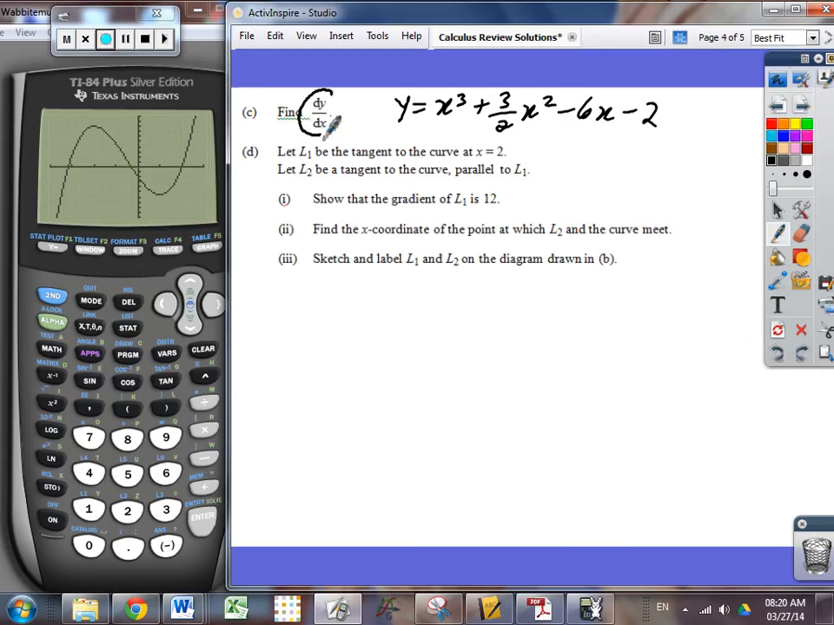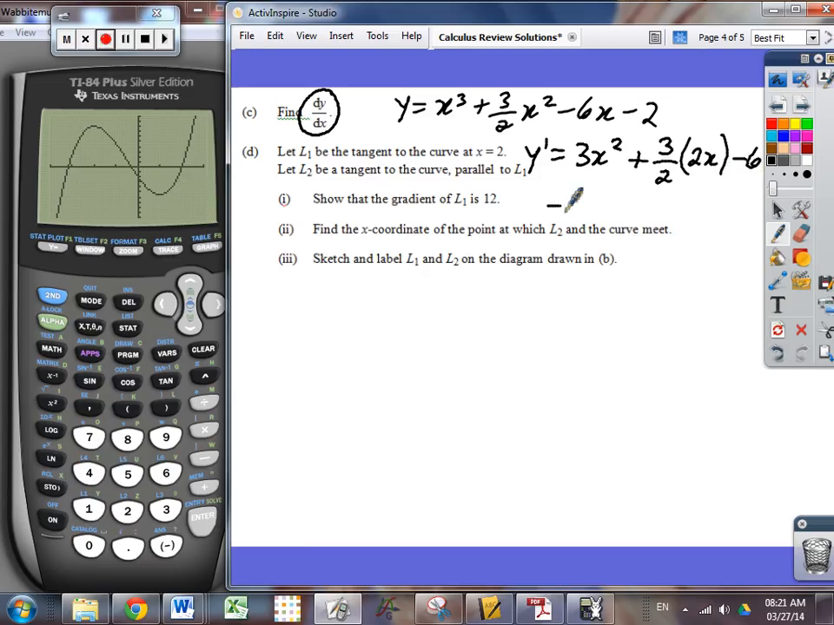Don't forget this notation right here simply means find the derivative. It's just expressed as a rate of change, but it's a different notation for y prime. So we'll find the derivative equals 3x squared. Now this 3 over 2 hangs out in front, and then we'll differentiate the x squared. And then the derivative of negative 6x is minus 6, and the derivative of the constant disappears.